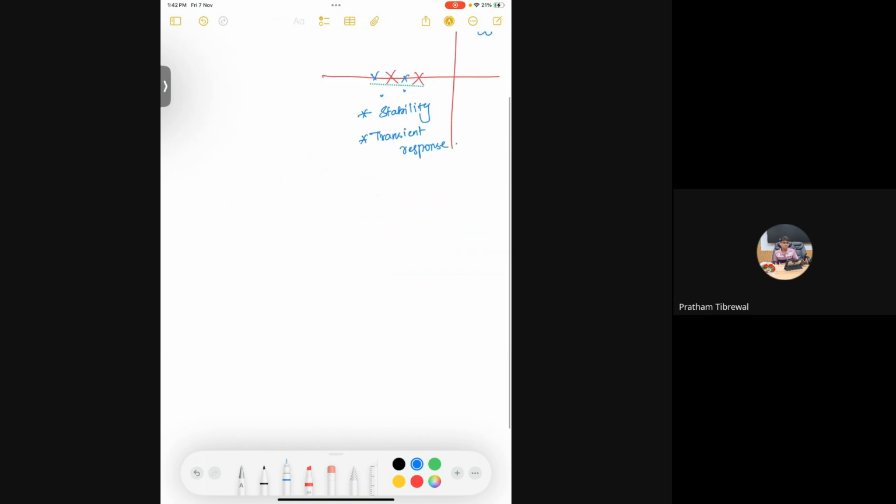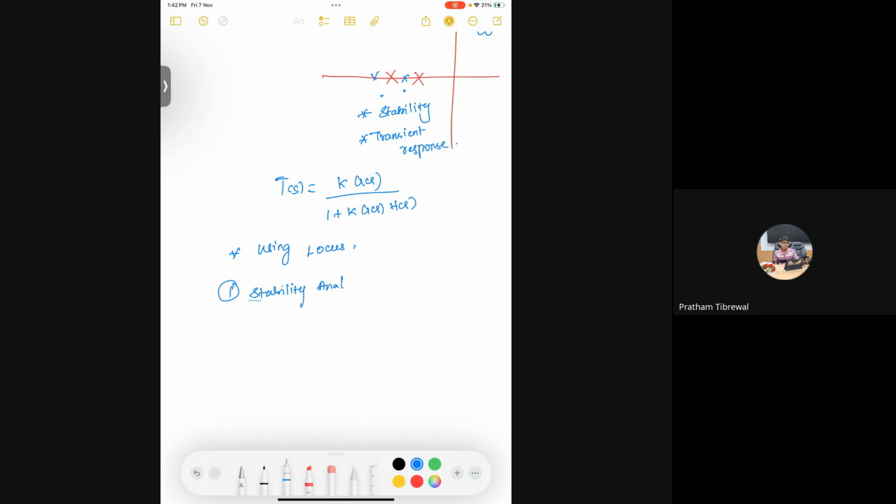Right. And if I take an example, for example, T of S equals K into G of S, divided by 1 plus K into G of S into H of S. This is some common transfer function representation I'm taking. Here, the first thing I want to do using root locus is stability analysis.